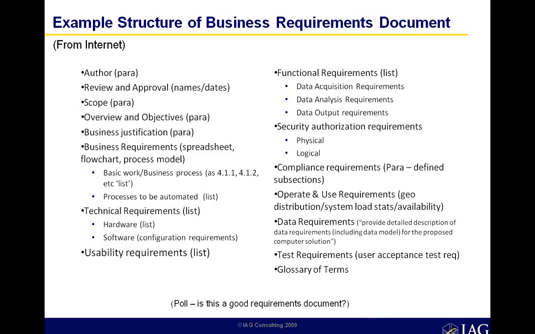Technical requirements, which, when I looked underneath the cover, had hardware, which they just wanted you to list, and software. Under software, my interpretation was that they were looking for configuration requirements. Usability requirements, again, as a list. Functional requirements, again, as a list. But what they were talking about in functional requirements was more data acquisition requirements, data analysis requirements, and data output requirements.